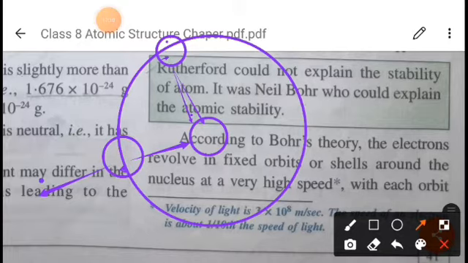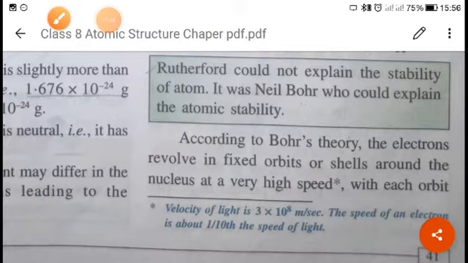So what will happen? As a result, the inward force exerted by the nucleus is counterbalanced by the outward force of the moving electron, thus preventing the electron from falling into the nucleus, okay, and making the atom structurally stable. I hope you have understood this. What is Bohr atomic model?